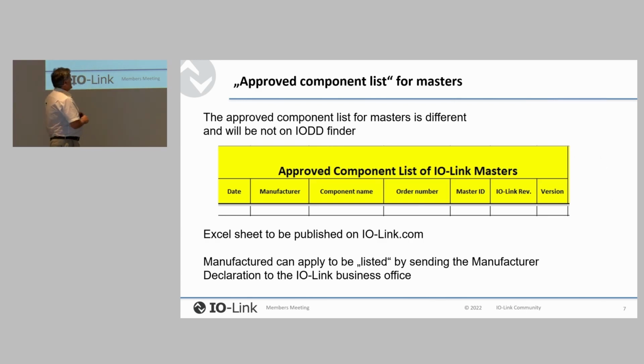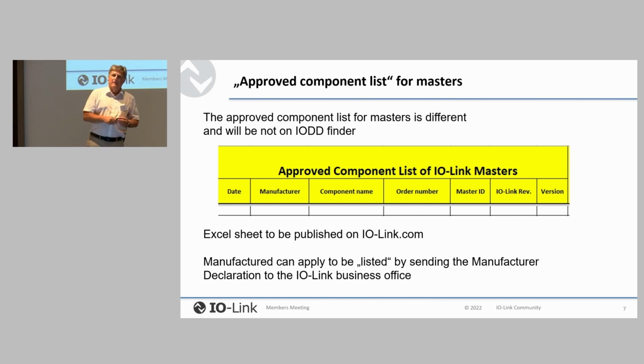That is new, and now people are asking, okay, IODD finder, where are the masters? Because the IODD is related to the device, and for devices we now have that nice mechanism of uploading the manufacturer declaration, but for masters we don't have an IODD, therefore we have no IODD master finder or something like that. And therefore we also need this approved component list, which is noted in the community rules. As a very first step, we now introduce an Excel sheet.